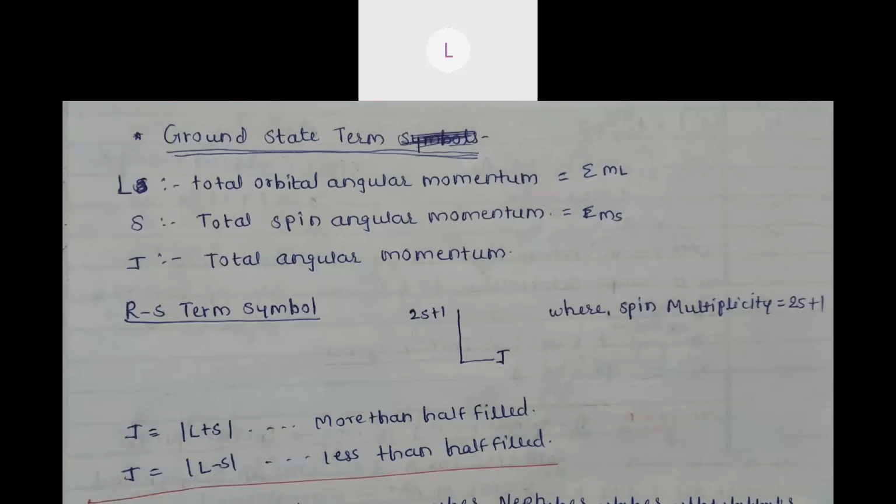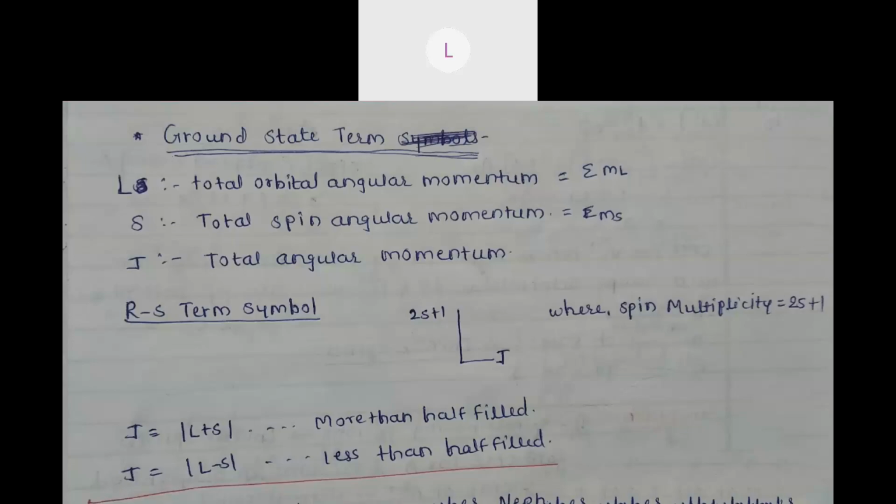Hello friends. Today we are going to discuss the ground state term symbols, rather how to calculate the ground state term symbols for a particular ion or a particular metal or any atom. For that, first we will see the ground state term symbols.